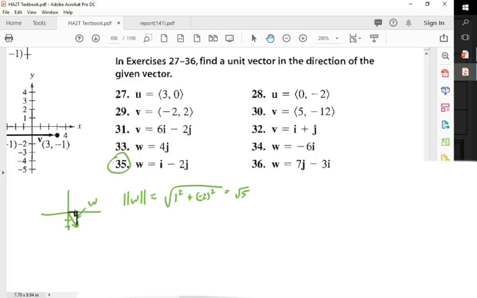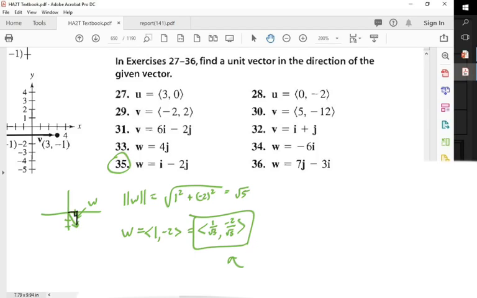So I'm going to take W now. What is W? It's written with the i's and the j's. W is 1, negative 2. So that is W in component form. And I just have to divide each of those by rad 5, so I get 1 divided by rad 5, negative 2 divided by rad 5. This is a unit vector.